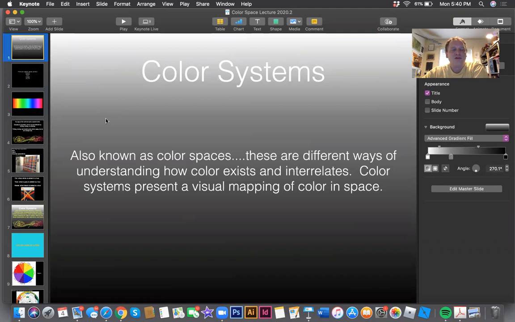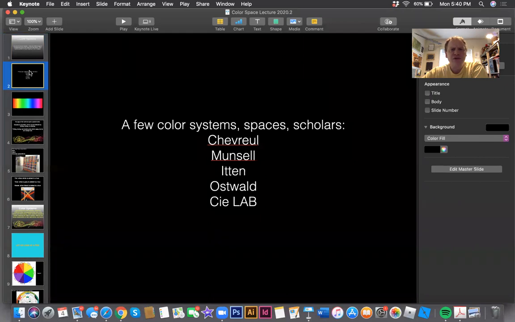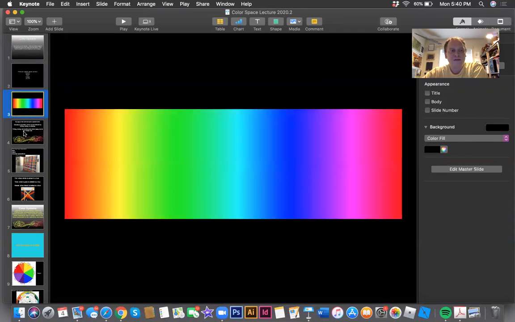So some of these we'll see take the idea of color and a color wheel and expand it into the globe shape that we've seen a few examples of before. A few systems we'll look at. Chevreul, we've mentioned him quite a bit. Munsell, Itten, we've mentioned before. Ostwald, and CIE Lab, which is a lot more contemporary color space. Spectrum.